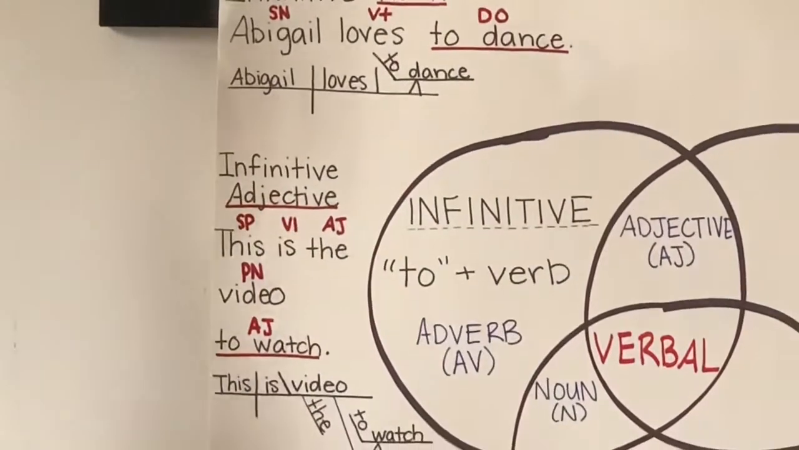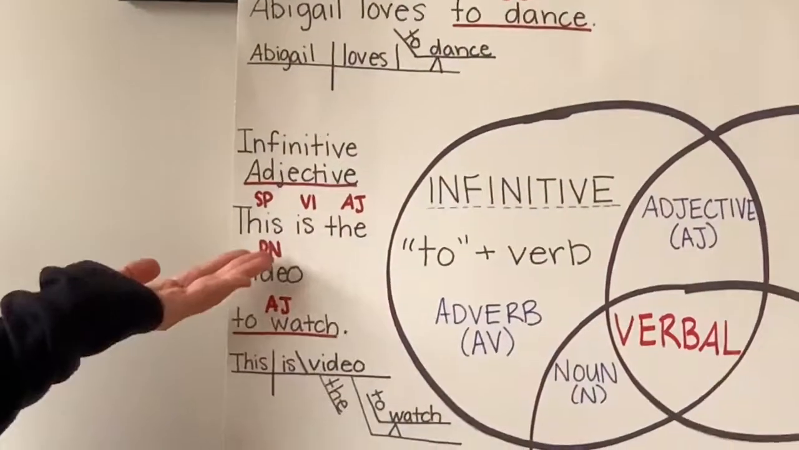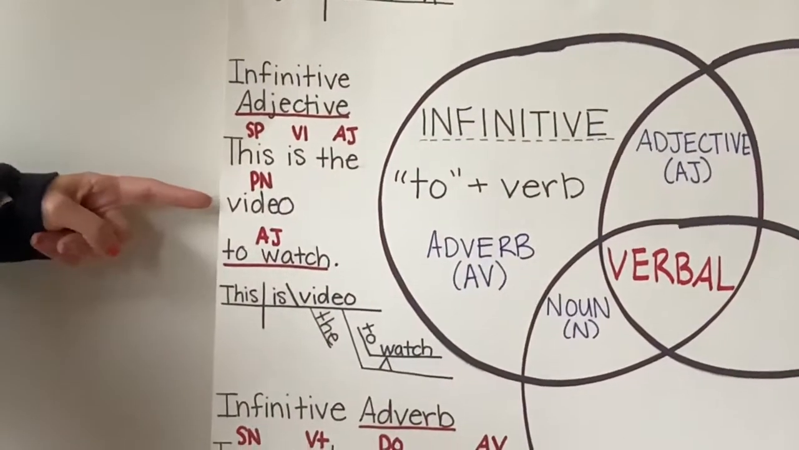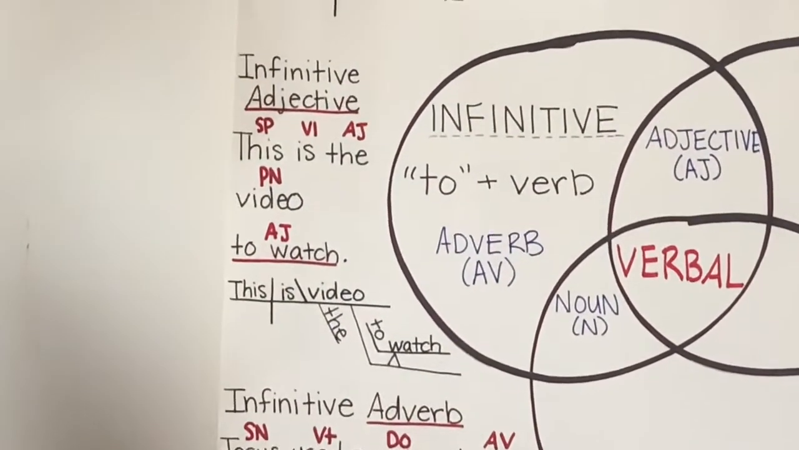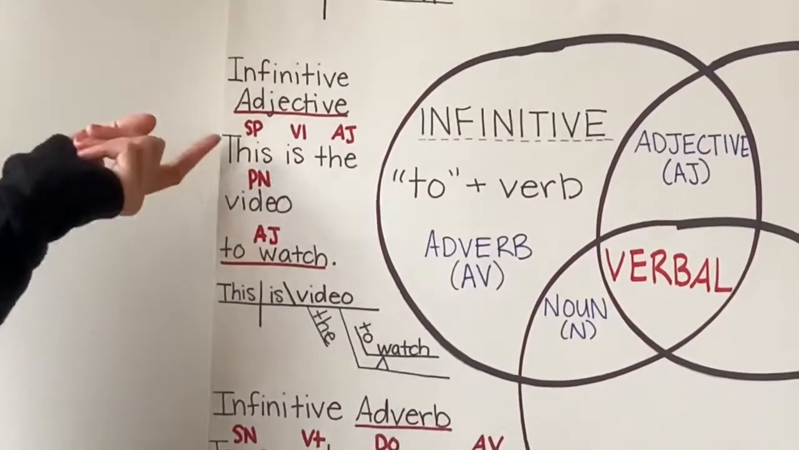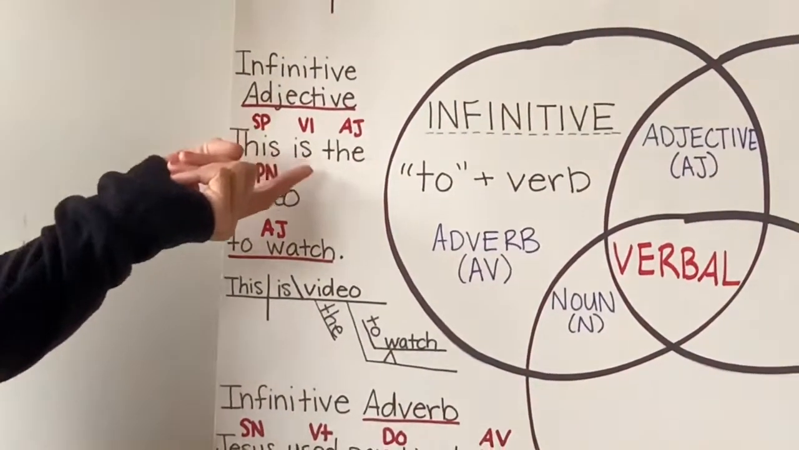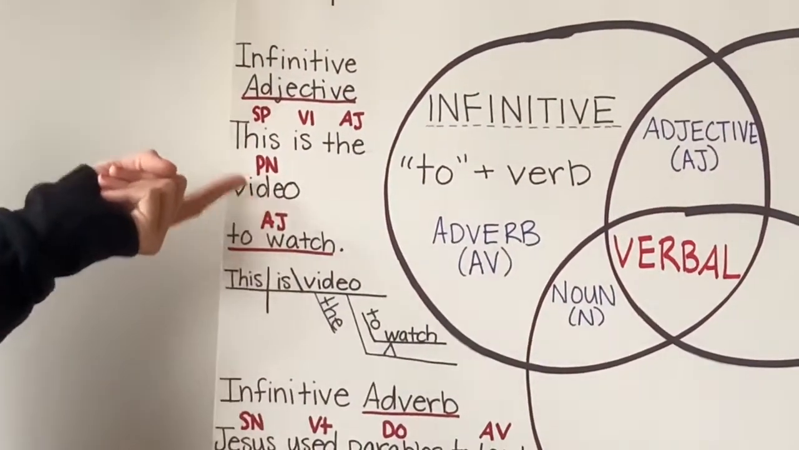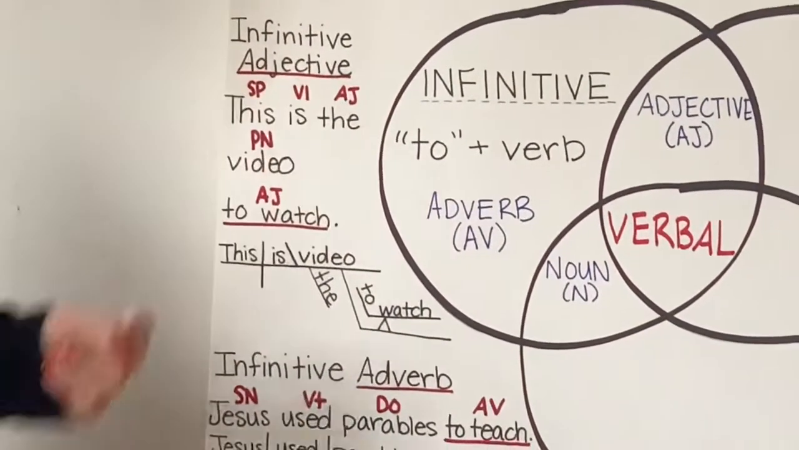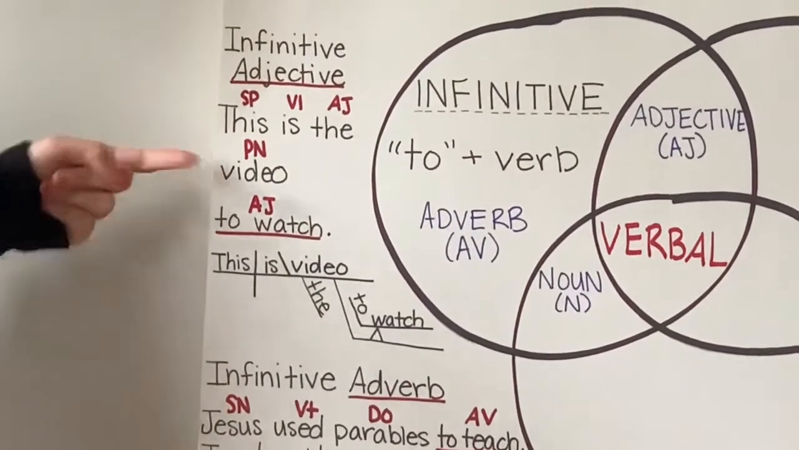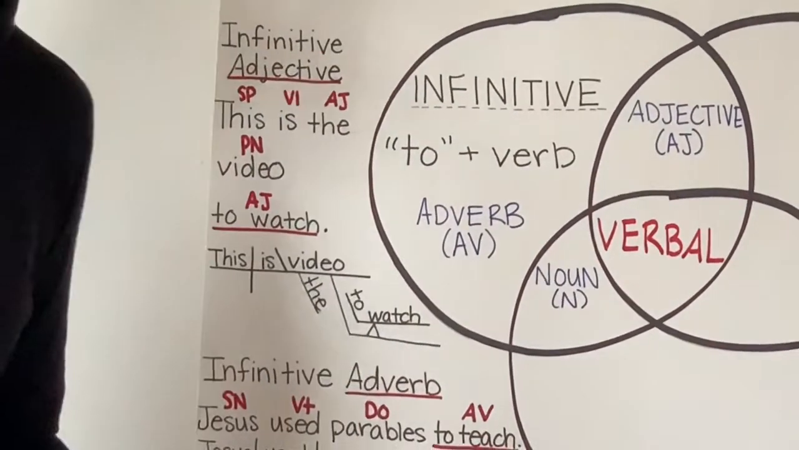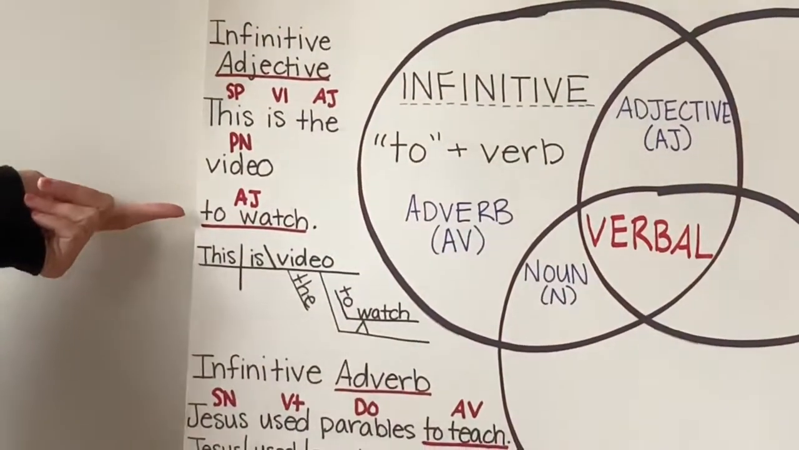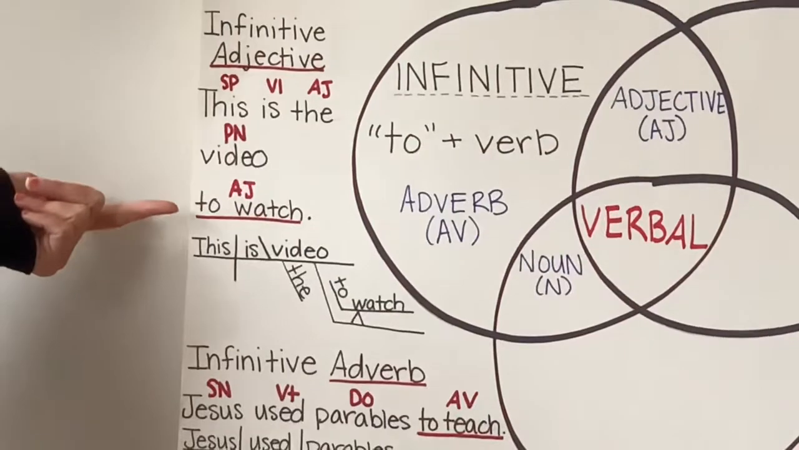Now what does it look like for an infinitive to act as an adjective? Well, let's look at this example sentence. This is the video to watch. Okay, subject this, what is being said about this? This is, label verb. This is what? This is video. Video is a predicate nominative, so this is a linking verb. This is the video to watch. What kind, or which video, or what kind of video? The one to watch. So that's an adjective, okay?